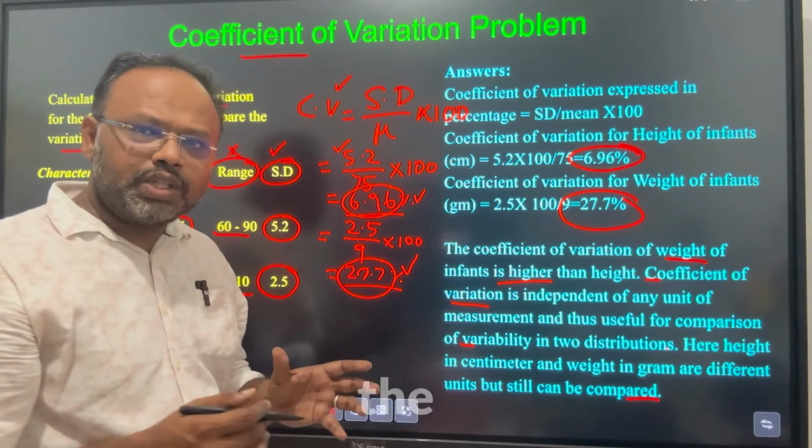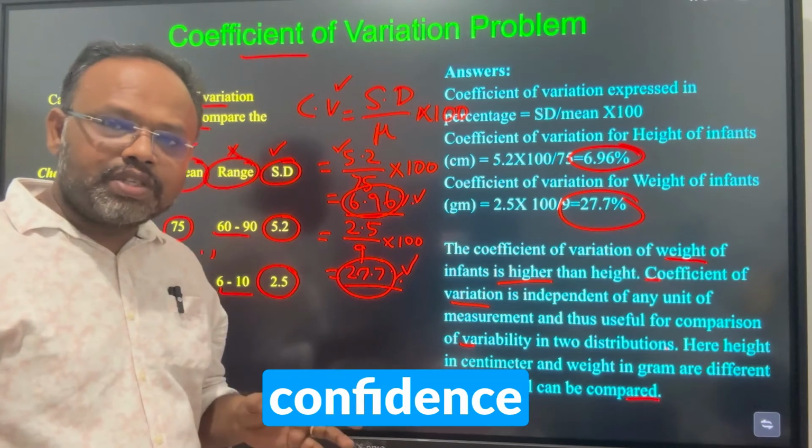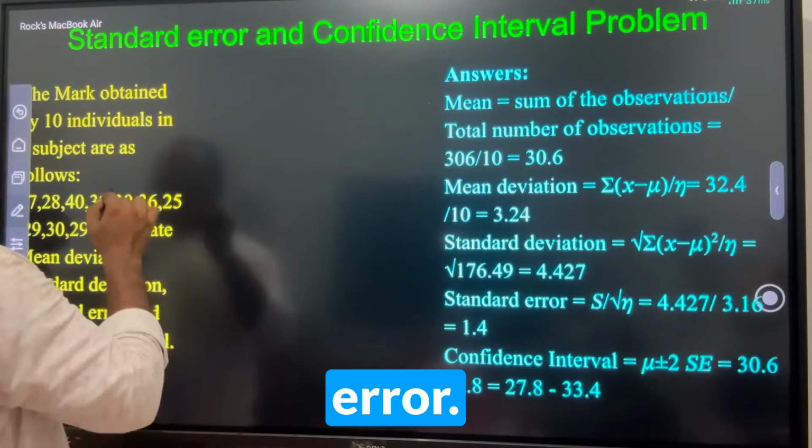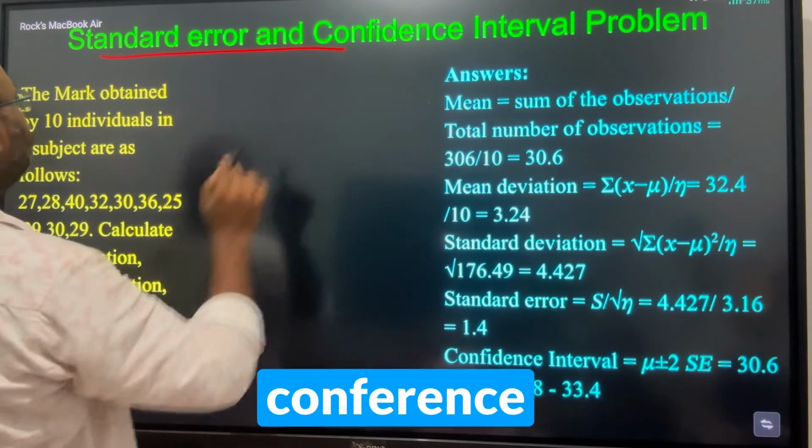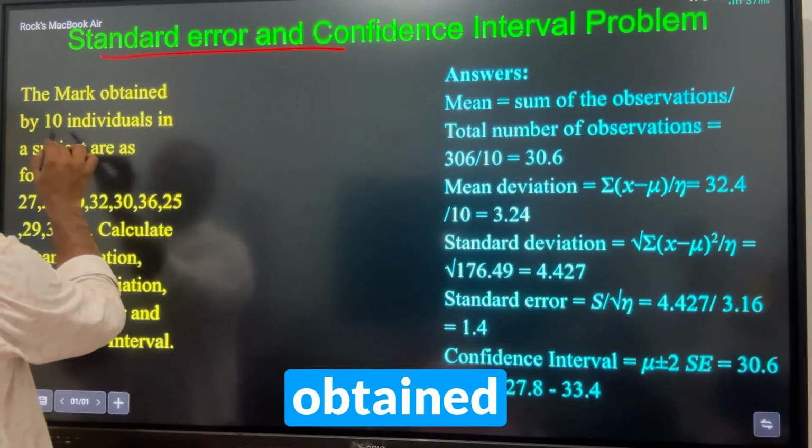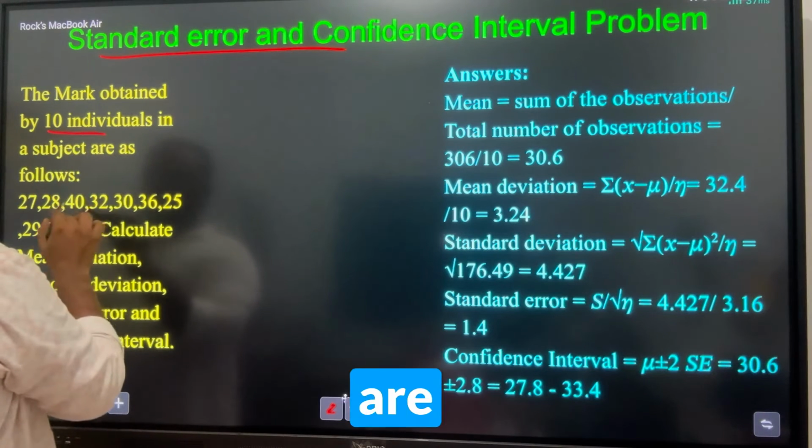Now we move on to the next problem, that is confidence interval and standard error. Here is the problem for standard error and confidence interval. So the marks obtained by 10 individuals in subjects are as follows.